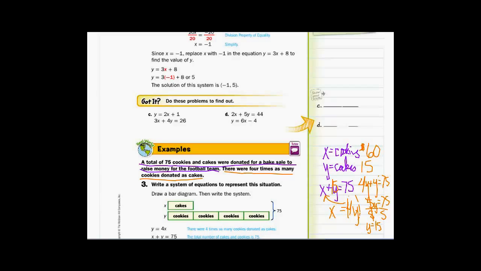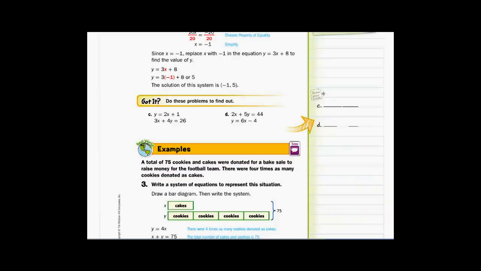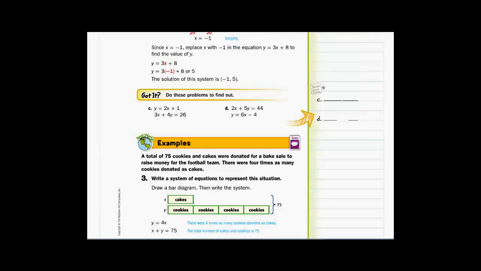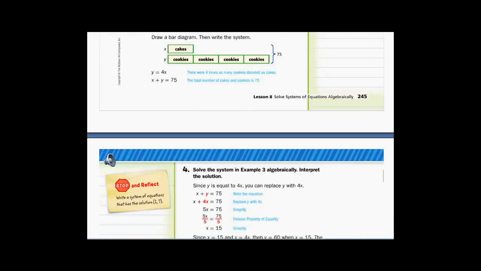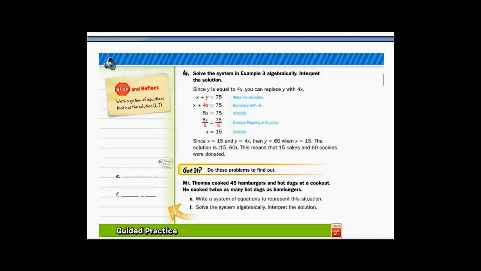Now, again, check your answers. Do these two numbers add up to the 75 that it said were donated? Yes, it does. Are there 4 times as many cookies as cakes? Is 15 times 4 60? Yes, it is. Then you know your answer is correct. It's going to take you determining what is actually being asked in the question and then trying it. Okay? All right, so I want you to try under got it. I want you to pause it and try that.